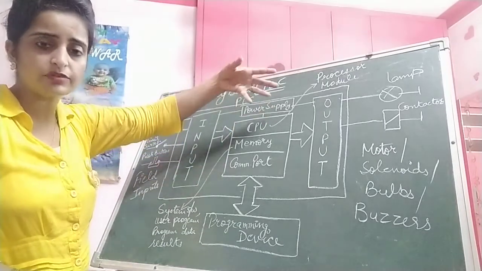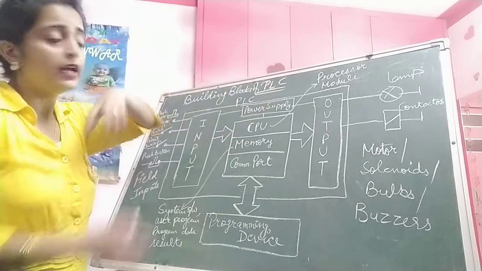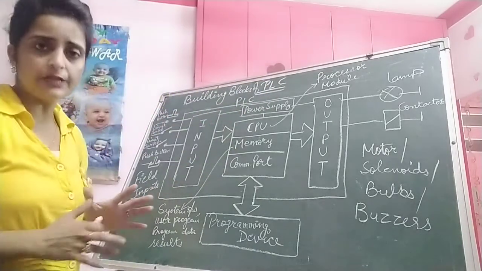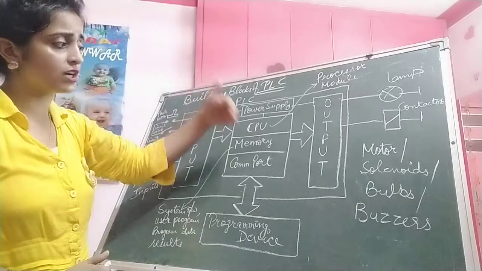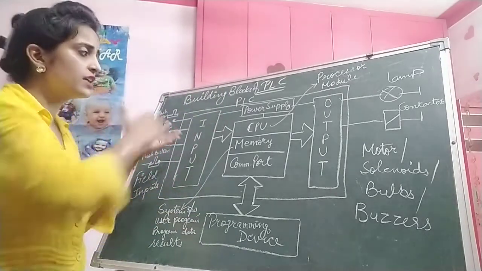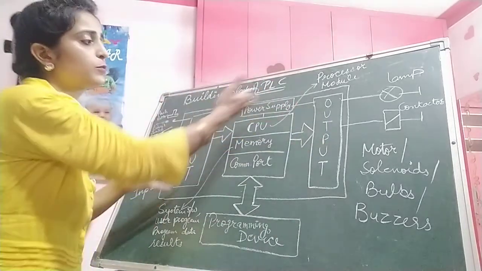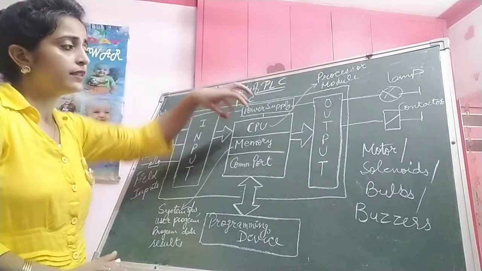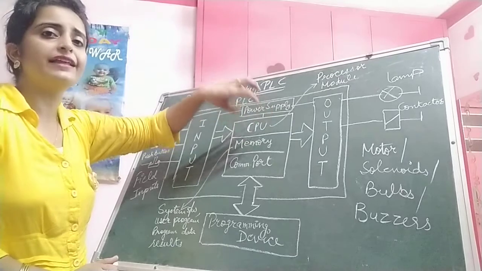What is the function of the CPU? It reads the instructions and stores the result in the memory, right? It gives the instructions to the memory about what kind of data is to be stored, what the input is, what the output is, and what processing is to be done inside. That is all controlled by this CPU.